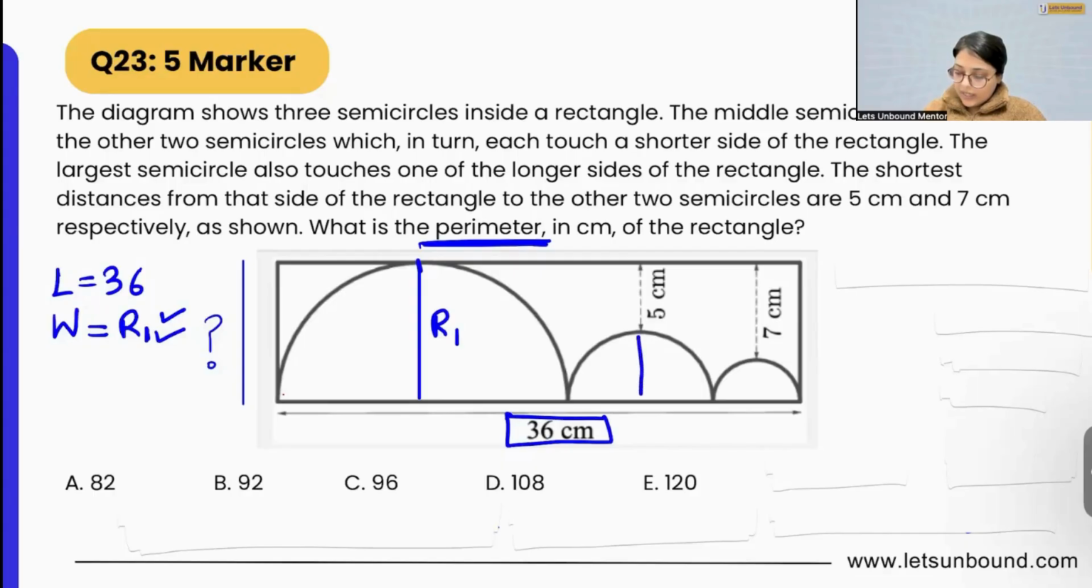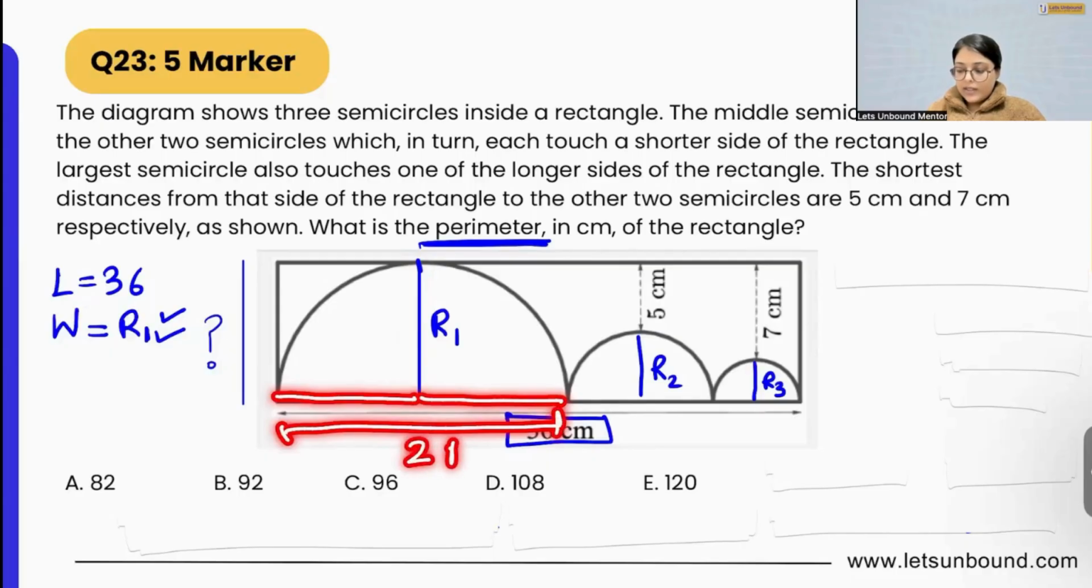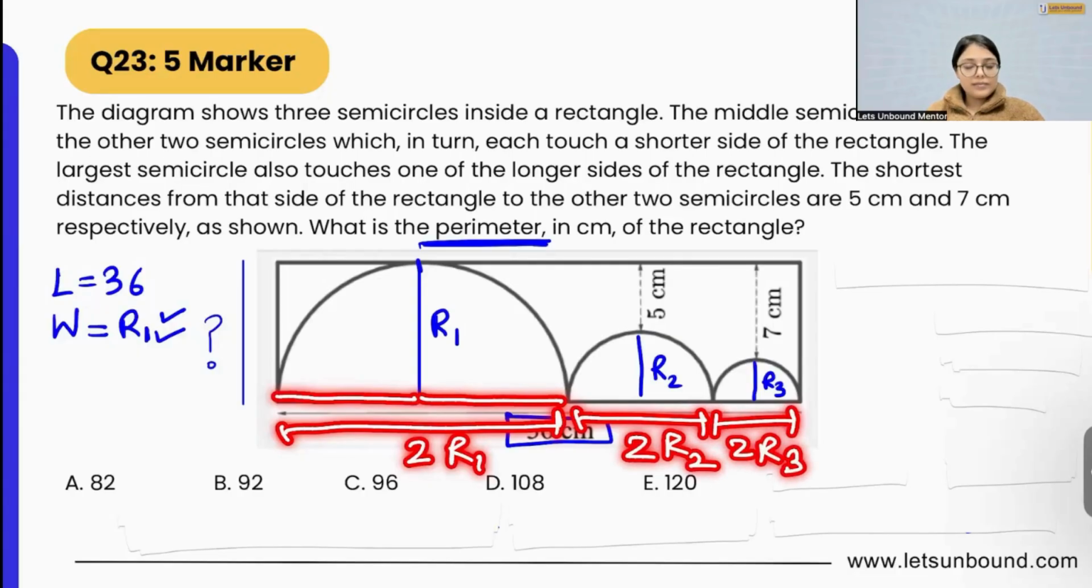So let me name the radius for all the three semicircles as R1, R2, R3. One more thing, if you notice, if this is R1, what about this? This is also R1, okay? And if this is R1, so this much segment will be 2 times R1, isn't it? This much will be 2R1. Similarly, this much will be 2R2 and this much will be 2R3 if I'm not wrong.